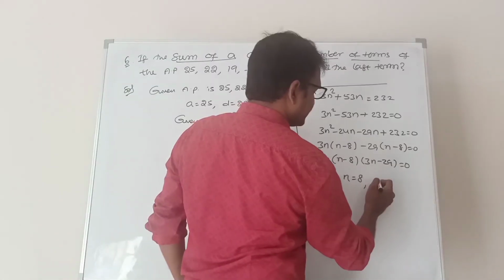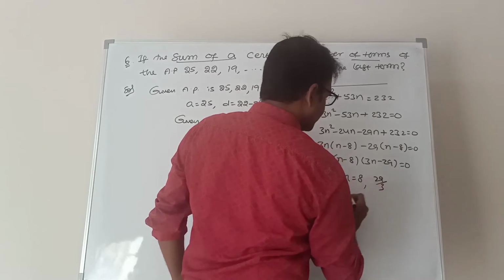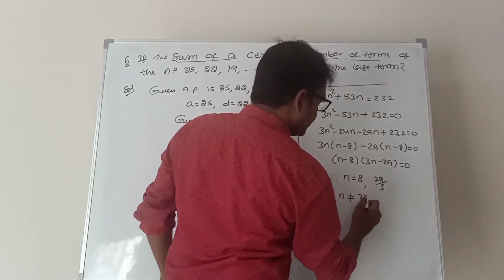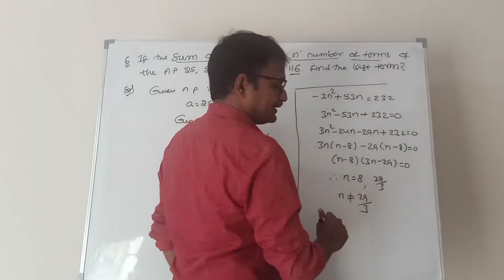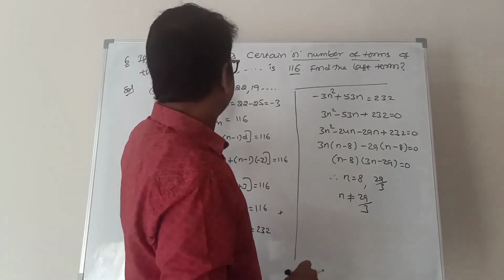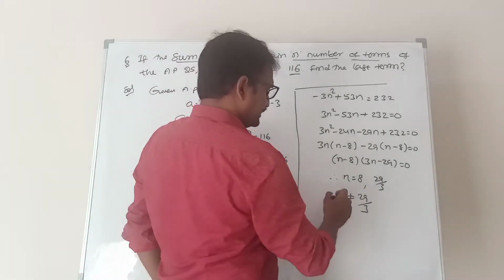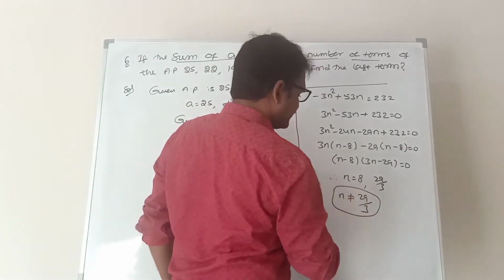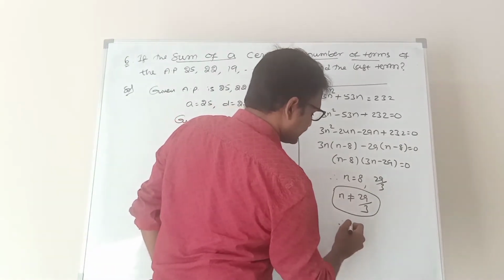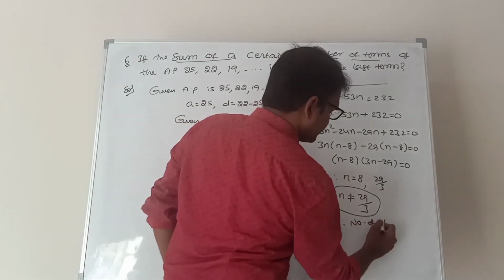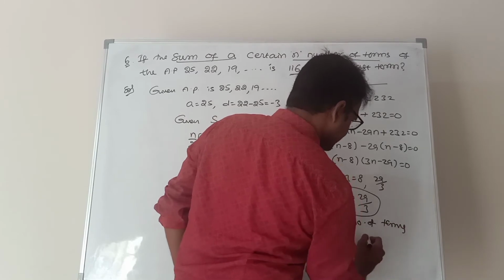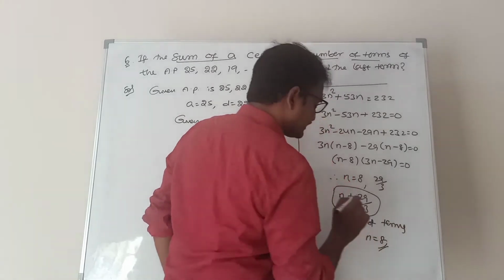Here, one more value also we will get for n. But n is not equal to 29 by 3, because n should be the number of terms. Number of terms should be an integer. It should not be a fraction. Therefore, number of terms n is equal to 8 is the correct answer.